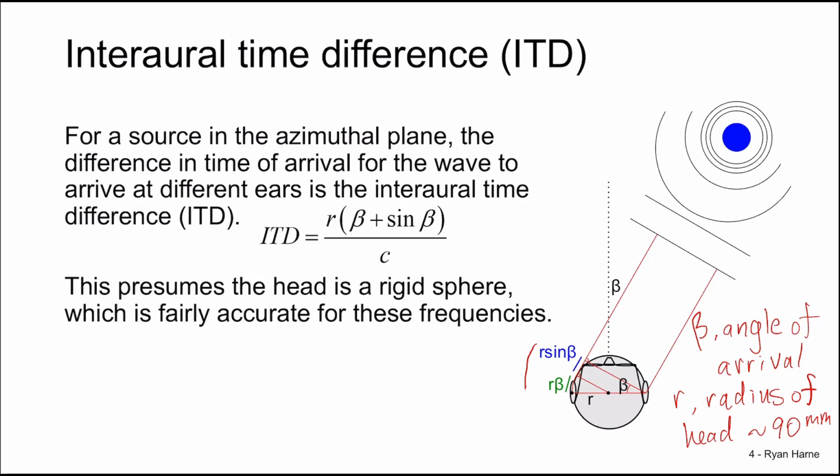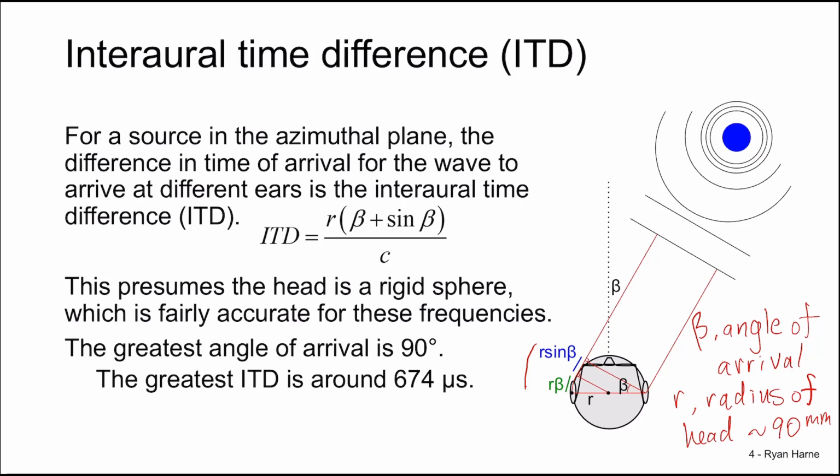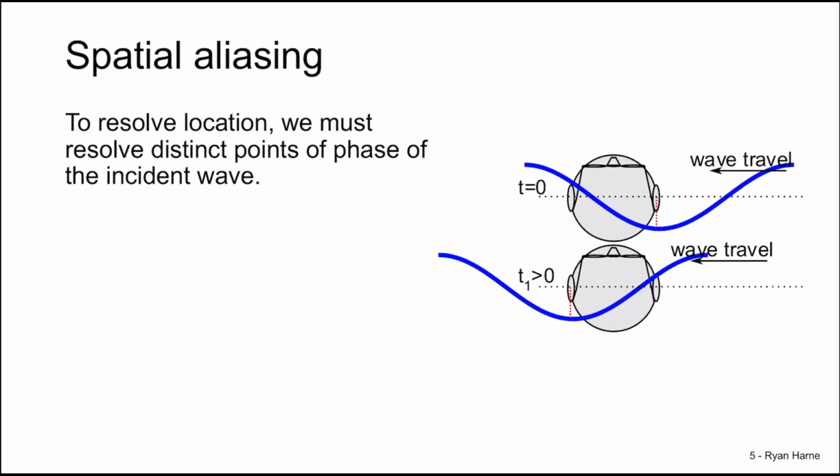This presumes that the head is a rigid sphere, and this is fairly accurate for the lower frequencies for which ITD is useful. The greatest angle of arrival, of course, is 90 degrees. And if we substitute this back in to our equation for ITD, that means that the greatest ITD is around 674 microseconds. This doesn't yet tell us what frequencies we can resolve by ITD, on the other hand.